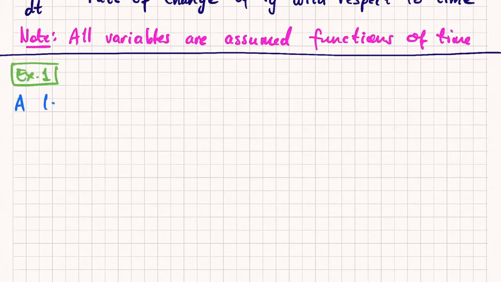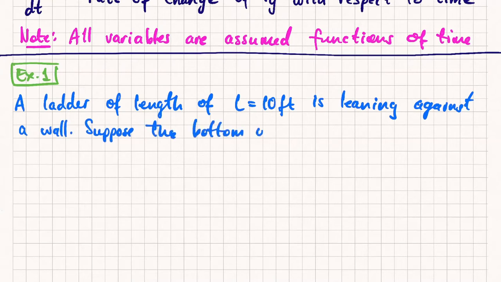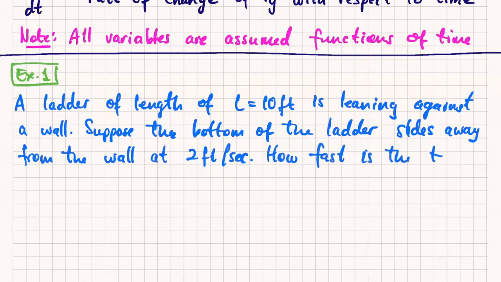Alrighty. So let's look at the first problem. A ladder of length 10 feet is leaning against a wall. Suppose the bottom of the ladder slides away from the wall at 2 feet per second. How fast is the top of the ladder sliding?